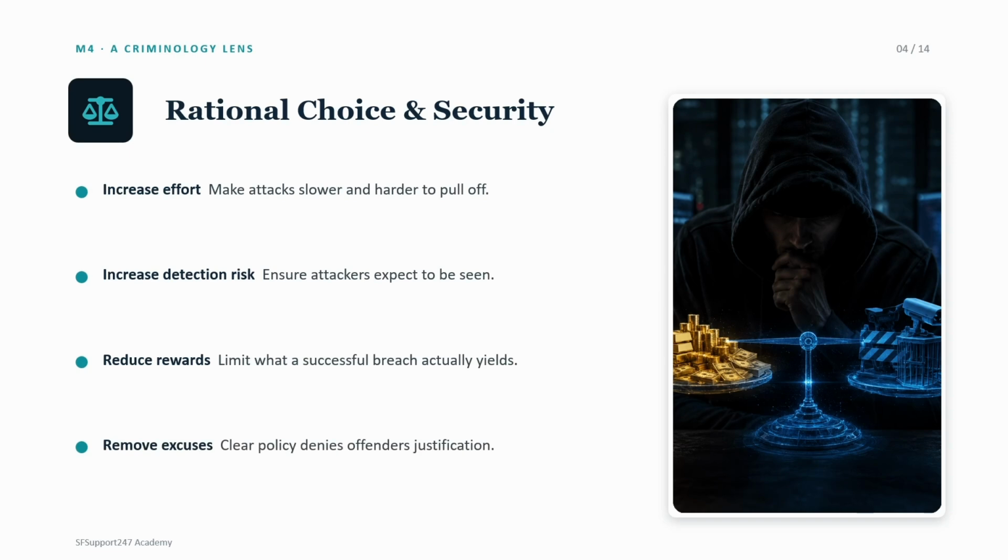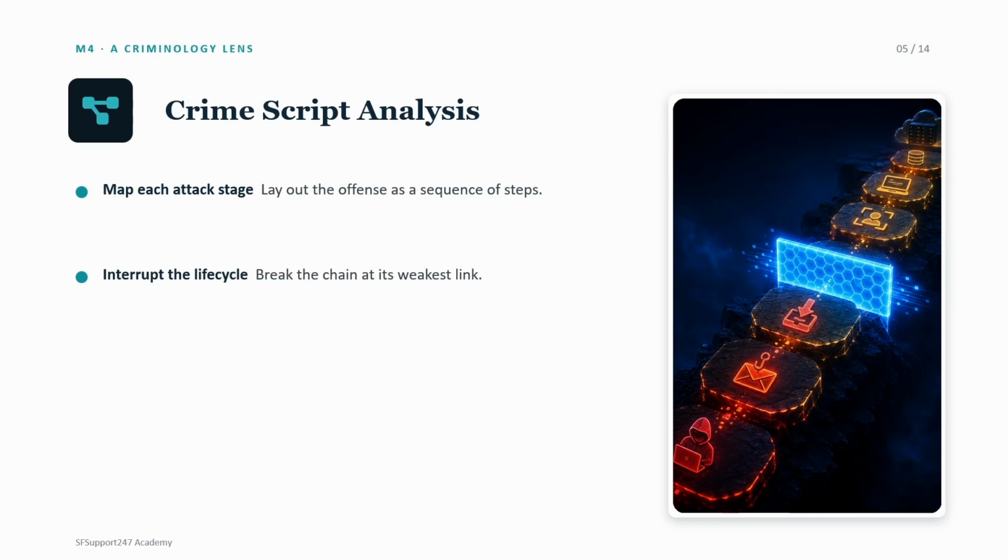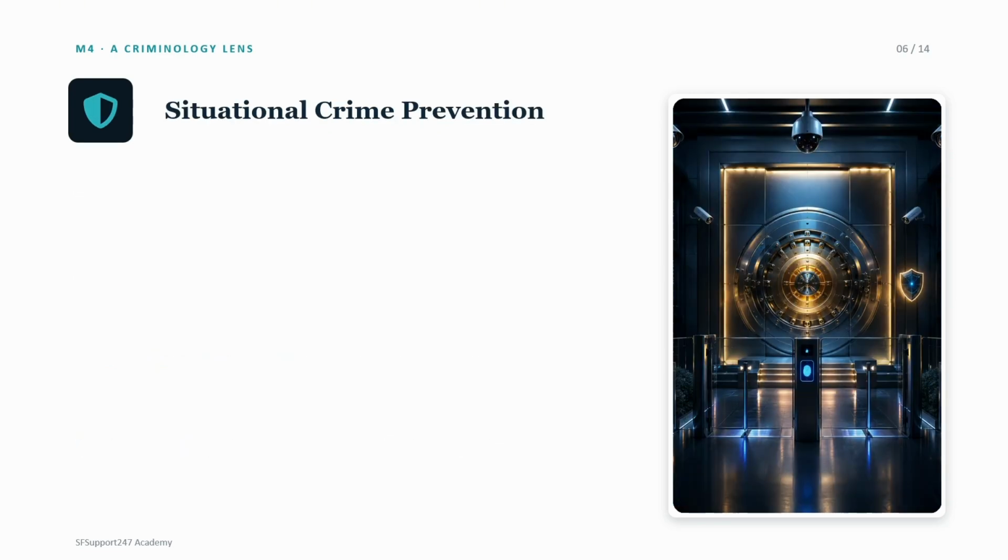Remove excuses. Clear policy denies offenders' justification. So make sure that your security policies and controls are tightened and revised very frequently. Crime script analysis: lay out the offense as a sequence of steps, break the chain at its weakest link, and place the defenses where they disrupt the most.